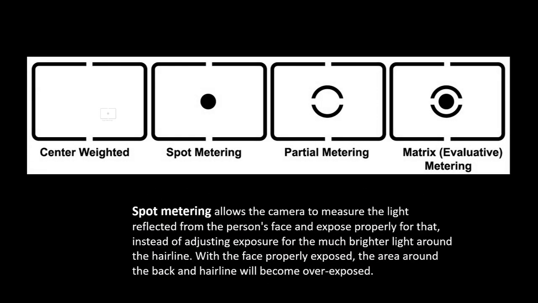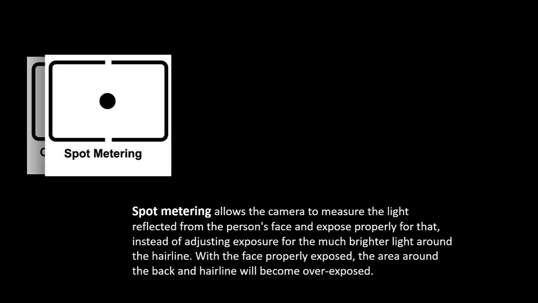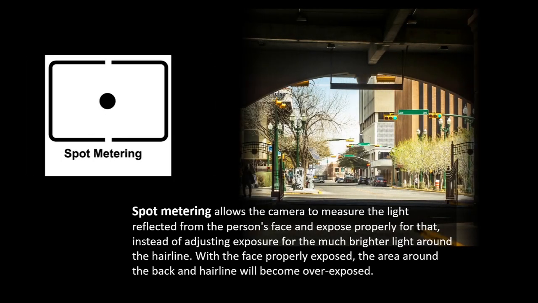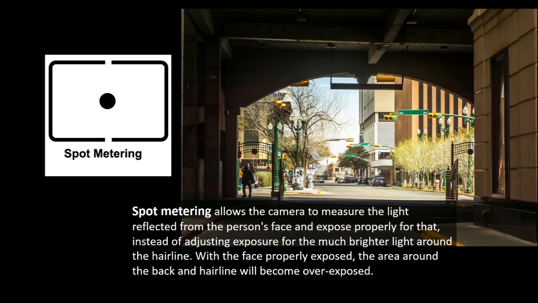Spot metering allows the camera to measure the light reflected from the person's face and expose properly for that, instead of adjusting exposure for the much brighter light around the hairline. With the face properly exposed, the area around the back and hairline will become overexposed.